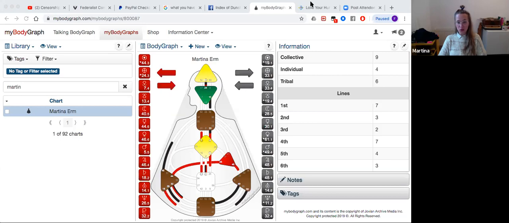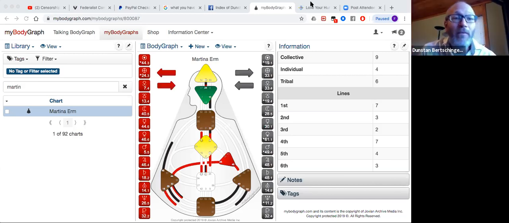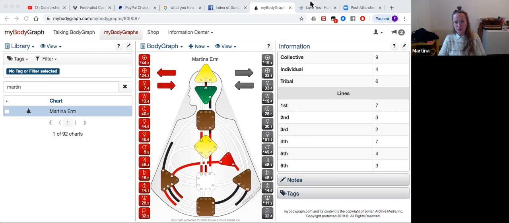Absolutely, the emotional authority. There are so many emotional and sensitive things in my body graph that I was like, how can they know that I'm really like this? There's really so much. So we talked about the emotional authority now. Yeah. Cool.